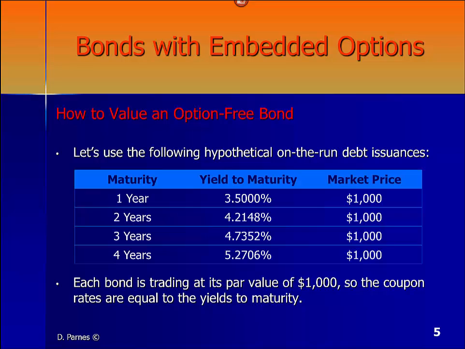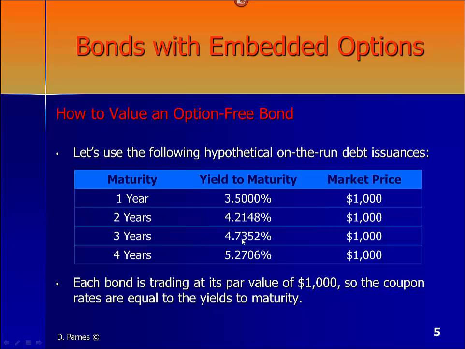Let's take an on-the-run debt issuance that has the following characteristics. 1 year maturity, the yield to maturity is 3.5% with a market price of $1,000. Par value is also $1,000. 2 years, yield to maturity is the following 4.2148% with the same market price and the same par value.